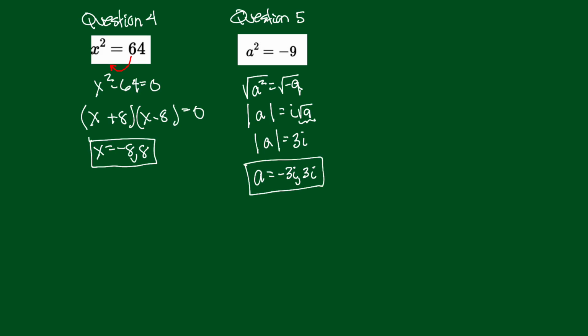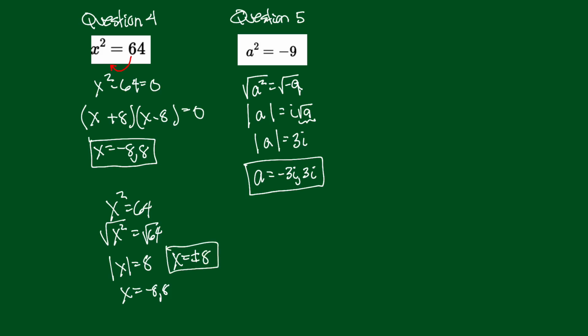Now, back on question 4, I could have done that same thing over here. If I started out with x squared equals 64, I could have just taken the square roots of each side. Square root of x squared is absolute value of x. Square root of 64 is 8. Remove the absolute values, negative 8, 8. Or, sometimes we could write this. X is plus or minus 8. Or, up here on this one, I could write a equals plus or minus 3i.